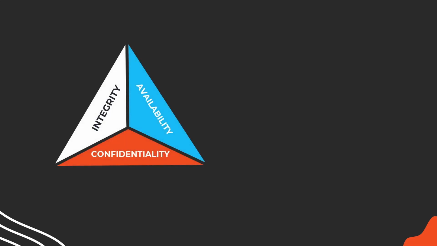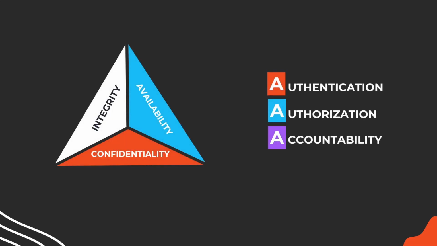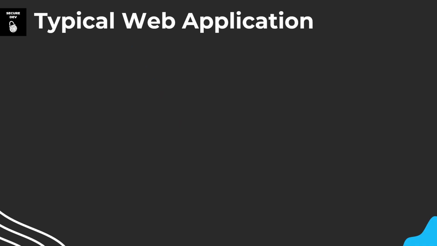Hello again. Now that we have grasped the fundamental concepts of the CIA triad, the AAA model, and other core security concepts, let's apply these ideas to the world of web applications. Picture this, a typical web application architecture. On your left, we have a web client. This could be any device using a web browser like Google Chrome or Firefox. And this will be the client used by the end user to access our system.